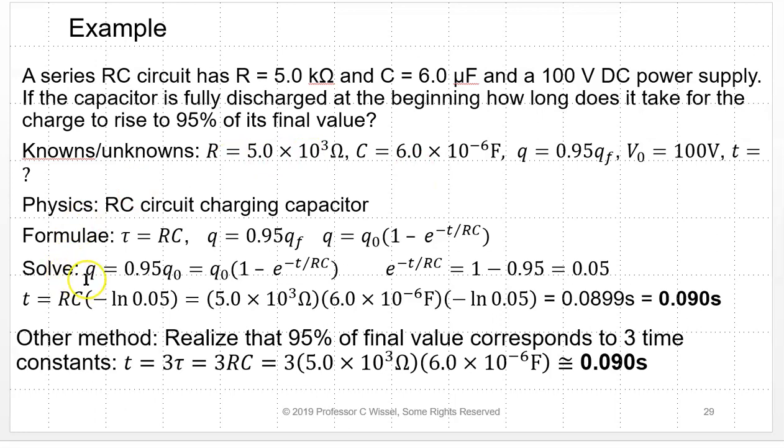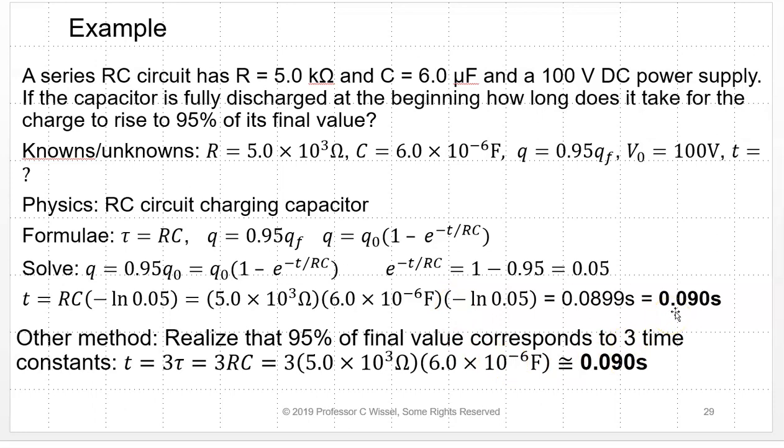We can solve for Q, so Q equals 0.95 Q naught, or Q naught times 1 minus e to the minus T over RC. So then that means that e to the minus T over RC has to equal 1 minus 0.95, or 0.05. So T equals RC times minus the natural log of 0.05. RC, of course, is 5 times 10 to the 3rd ohms times 6 times 10 to the minus 6 farads times the negative of the natural log of 0.05. We probably could have reduced this a little more, but I didn't bother. It ends up being 0.090 seconds.